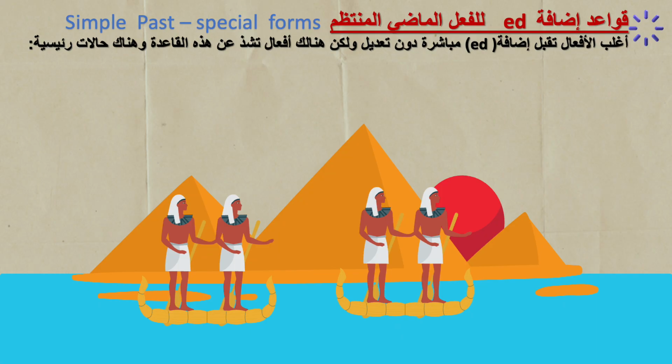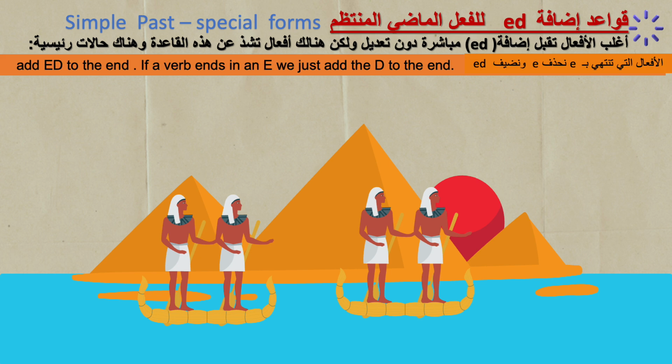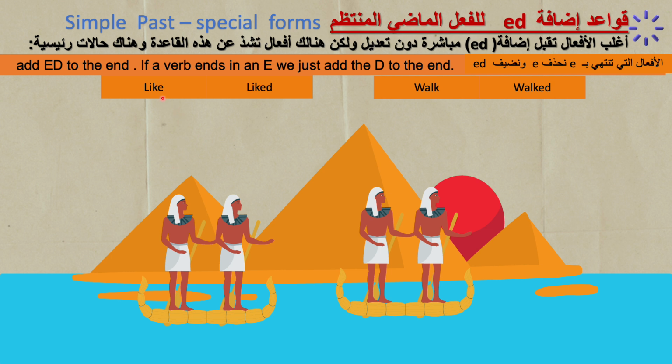Sometimes verb changes its form with tenses. There are special forms for adding ed. If the verb ends with e, we just add d, like, liked, just add d to the end of the verb. Walk, walked.